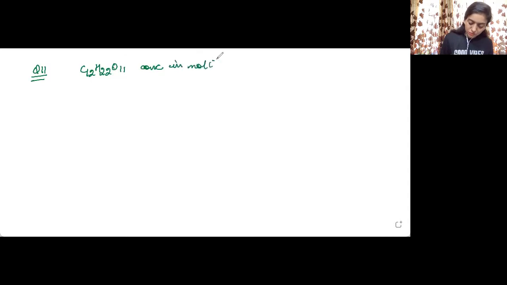So I'm starting with the question number 11 from the back exercise of NCERT 11th class. Question number 11 is, what is the concentration of sugar in mole per liter? We need to find out the concentration of sugar in mole per liter. The formula of sugar given here is C12H22O11. This is cane sugar or sucrose. So we need to find out concentration in mole per liter.